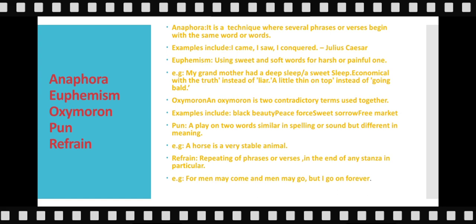Next one is peace force. Peace force, how can it be possible? If there is peace, then no force, but both are contradictory terms, but we can use them together. So peace force, that is an oxymoron example. Sweet sorrow, that is a sorrow, that is the discomfort, but that is sweet, so sweet sorrow. Another one is free market. So market and free, how is it possible? Is it not a bazaar?